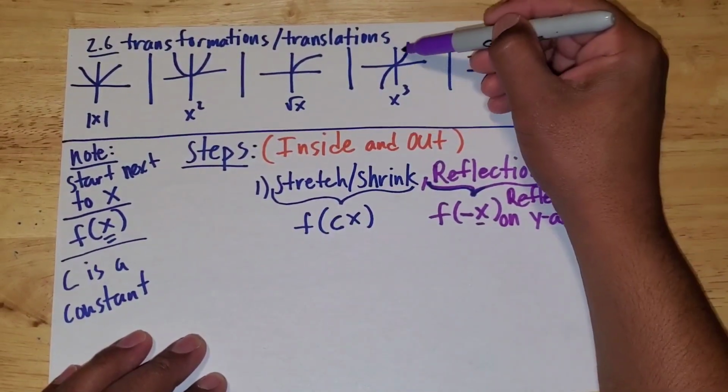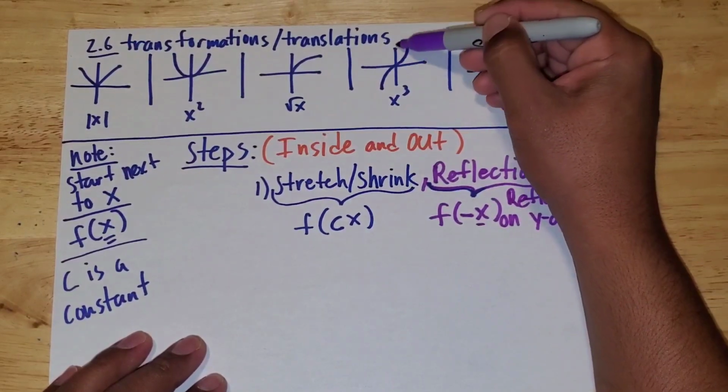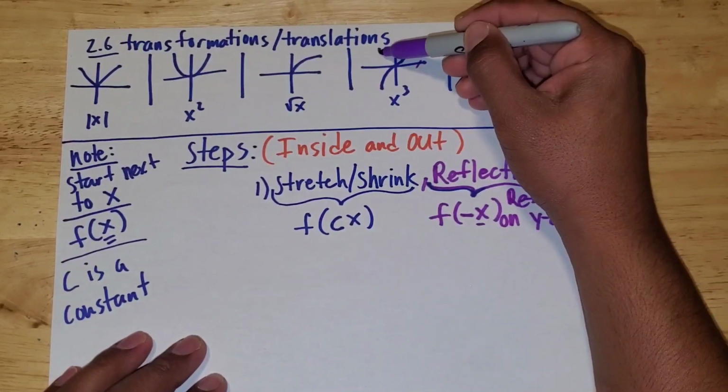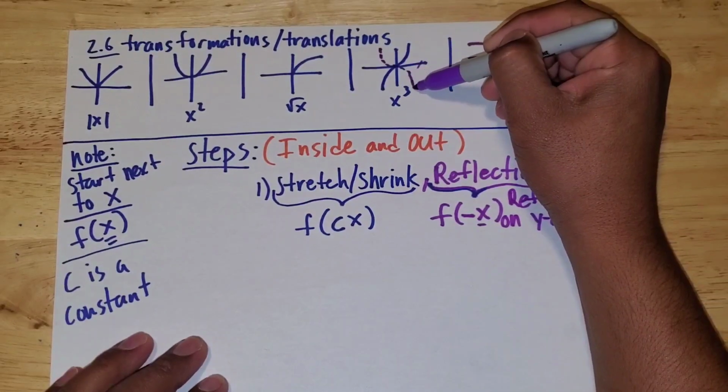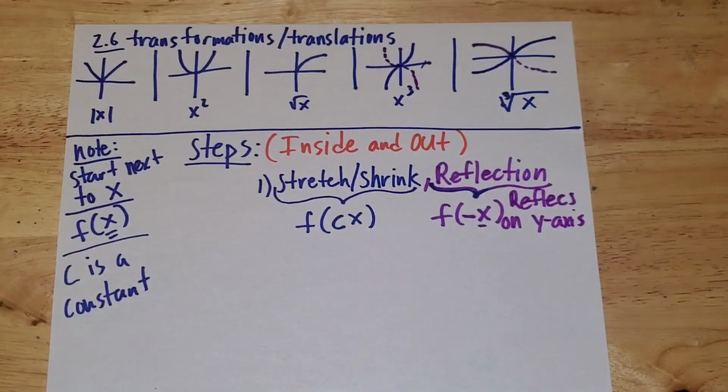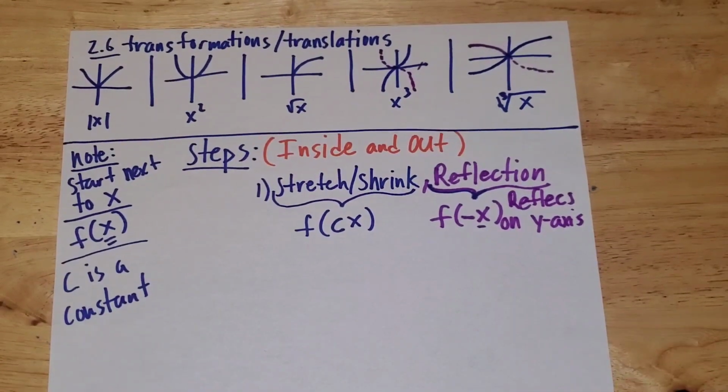Similarly, the cube would do the same thing. The x's that are positive will end up going to the negative, and the x's that are negative end up going to the positive. So I'll leave that there for now, but it's the same thing with the square root of x. That's what I mean by the reflection.